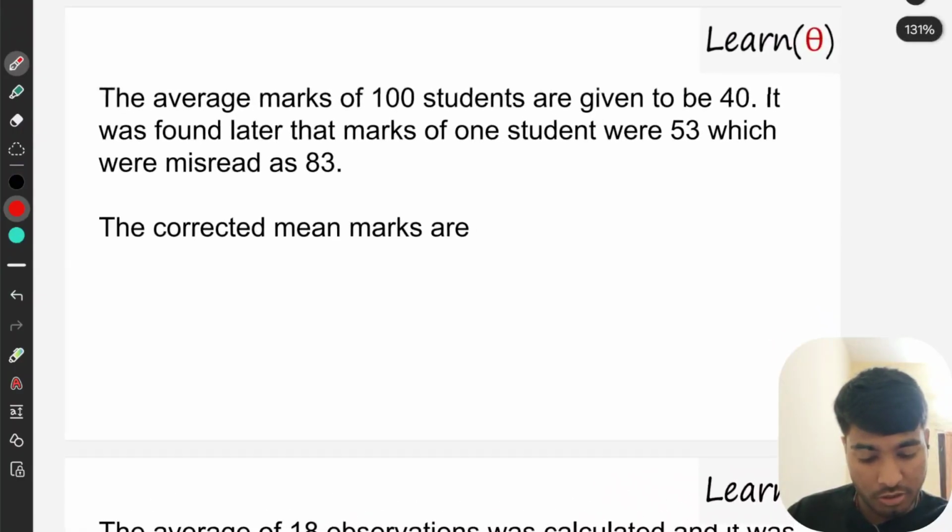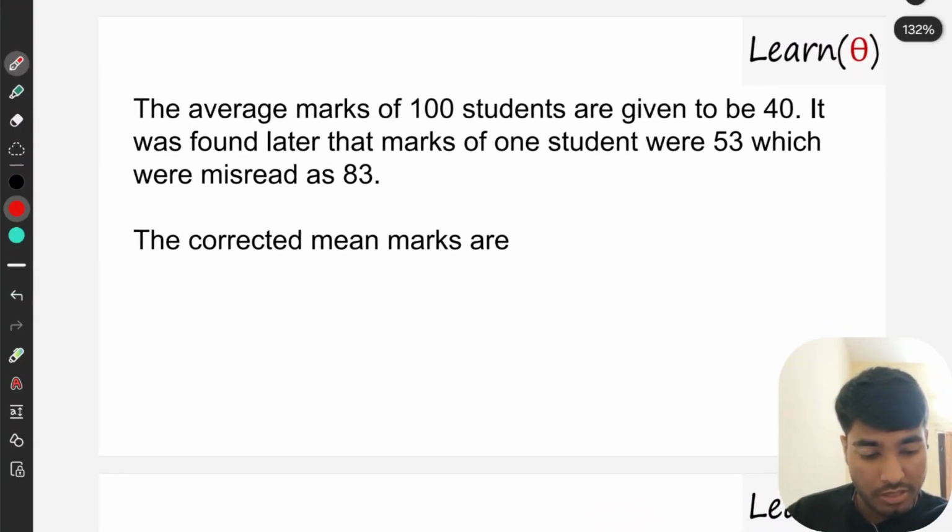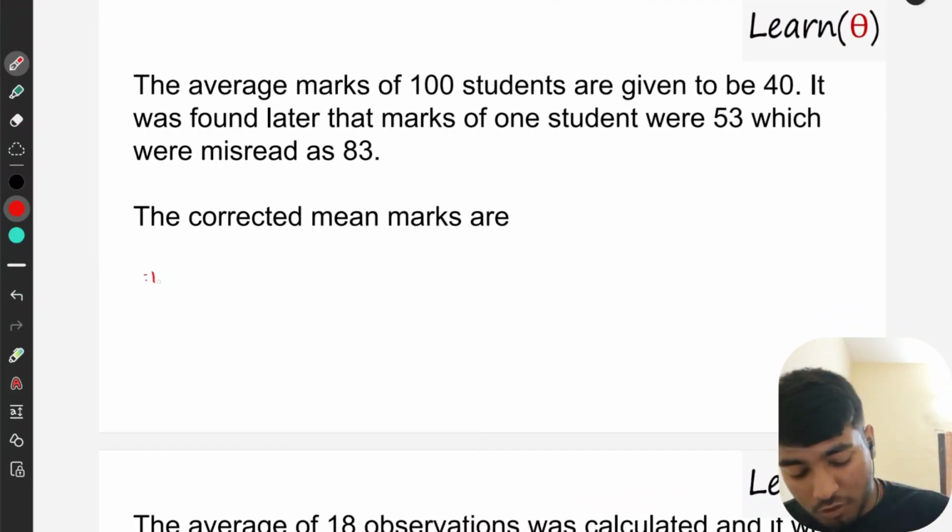What is the next question? The average marks of 100 students are given to be 40. It was found that the marks of one student were 53, which was misread as 83. What are the corrected marks? I will help you with this question because this is frequently asked. What is the average marks of 100 people? So the average marks of 100 people, that is sum upon 100, is equal to 40.